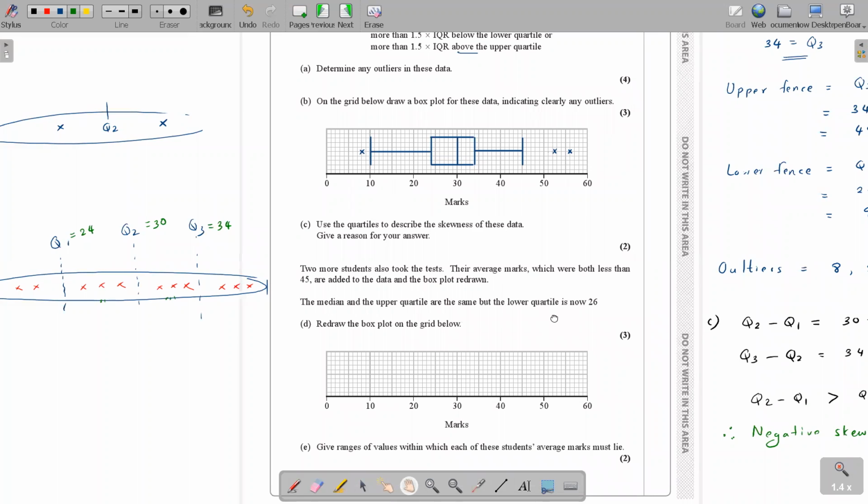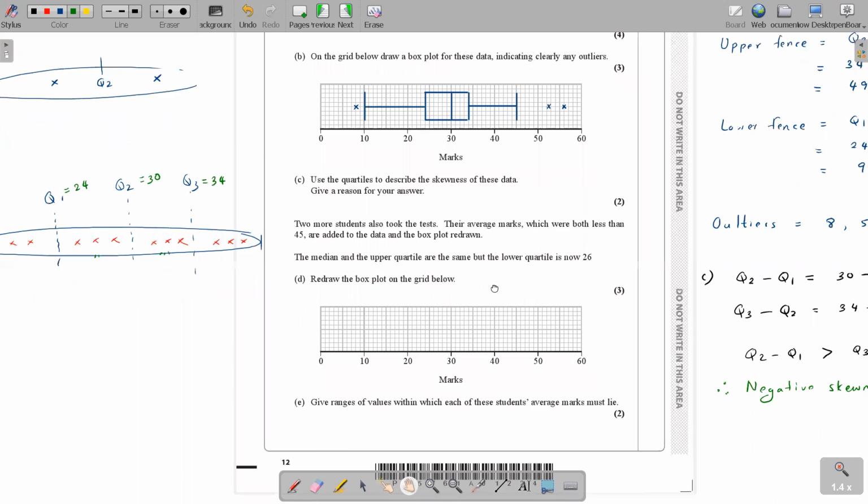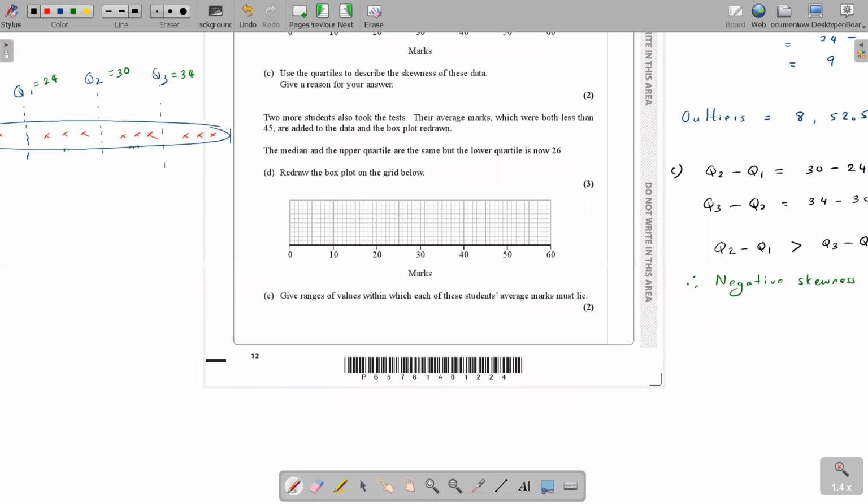Your interquartile range will differ, right? When your interquartile range is changing, what happens? You have to now again check the upper limits and the lower limits and check whether there are outliers. You have to check for the outliers again. That's why you have 3 marks. Shall we do that part first? I think I was going for part D, part E.